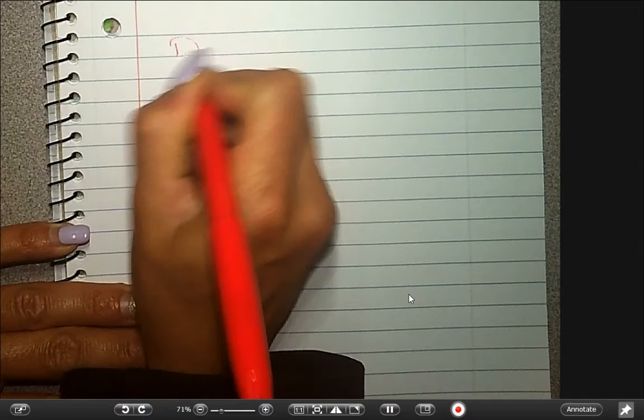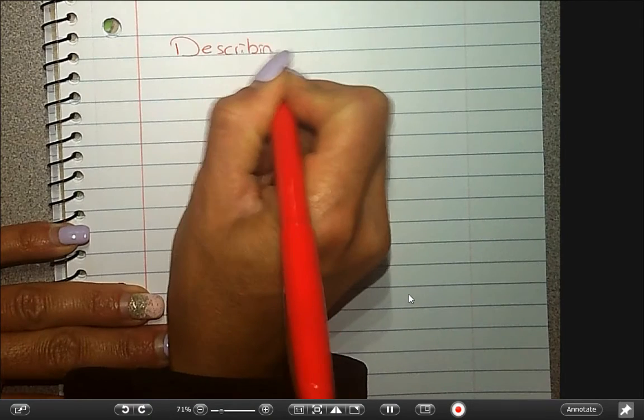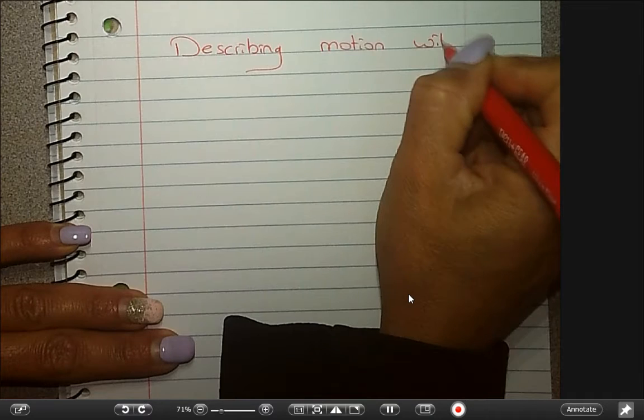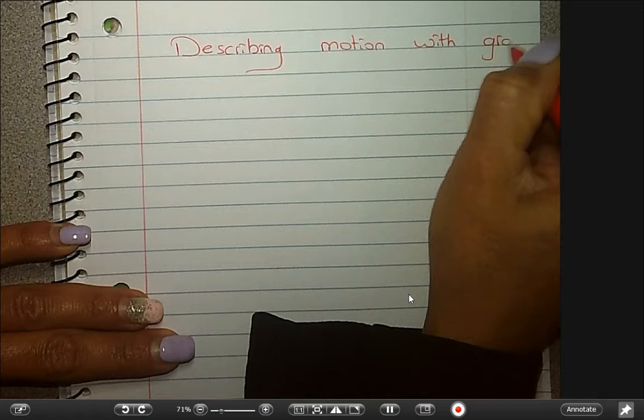The acceleration, and we did the explore activities, we did the twig, secondary, and now we're going to see how we're going to describe the motion if we are given graphs, whether it's a position versus time graph or a velocity versus time graph. So your title is going to be describing motion with graphs.